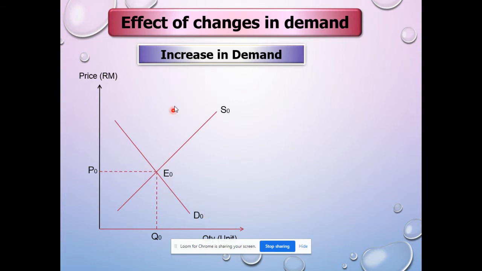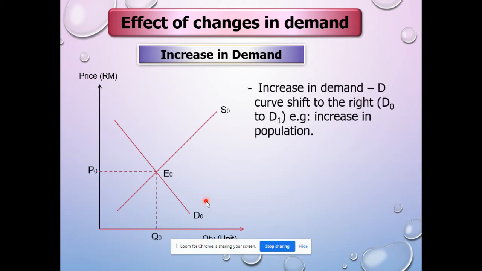Okay, but when changes in demand happen, so let's say increase in demand, what are the factors? Number of buyers increase, so the demand will increase. Increase in demand, the demand curve will shift to the right. So this is the original demand, D0. So the demand curve shifts to the right from D0 to D1. Let's say increase in population. So the demand curve will shift to the right from D0 to D1.